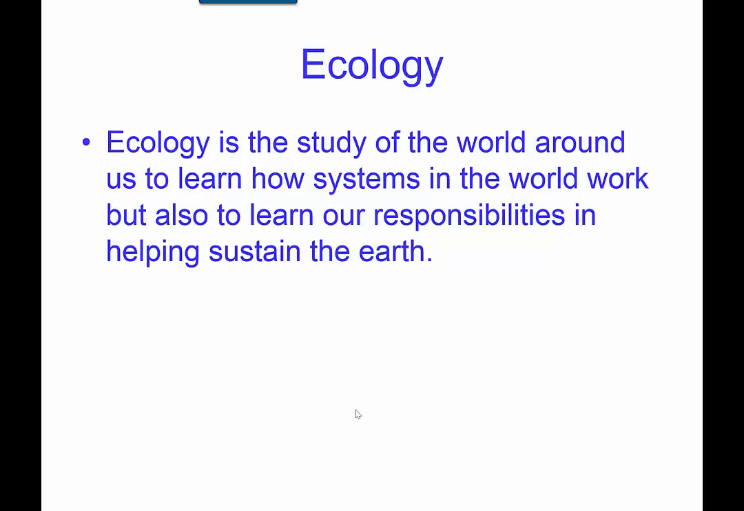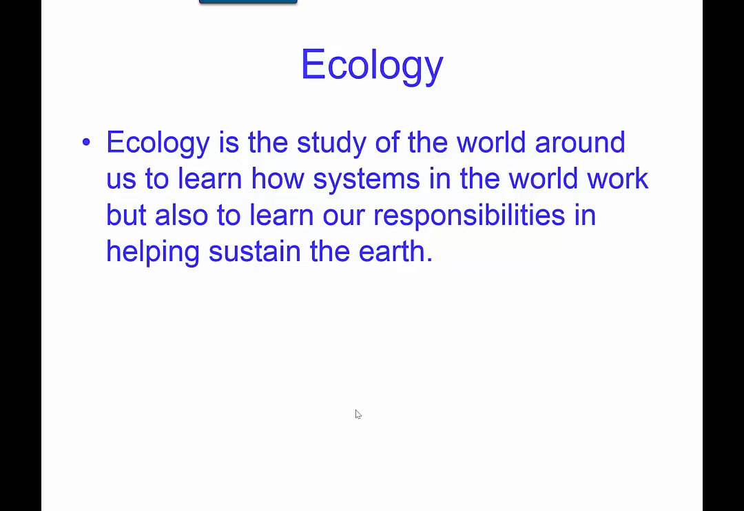So ecology then is the study of the world around us and to learn how those systems in the world work and how those interactions take place. But it's also all about learning how we are responsible to maintain and sustain those ecosystems. And one of the ways that we do that is by protecting different areas.